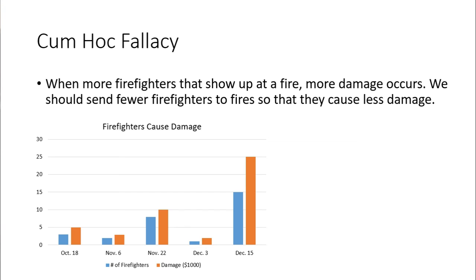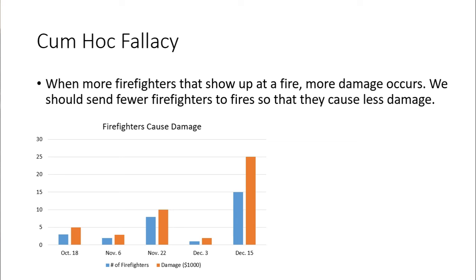So I have some data here, basically showing the number of firefighters that go to a fire and then the amount of damage that the fire caused. And so what I'm going to argue is that firefighters cause a lot of damage. All right, so when more firefighters show up at a fire, more damage occurs. We should send fewer firefighters to fires so that they cause less damage. And by the data on the graph, it looks very much like that could be the case.